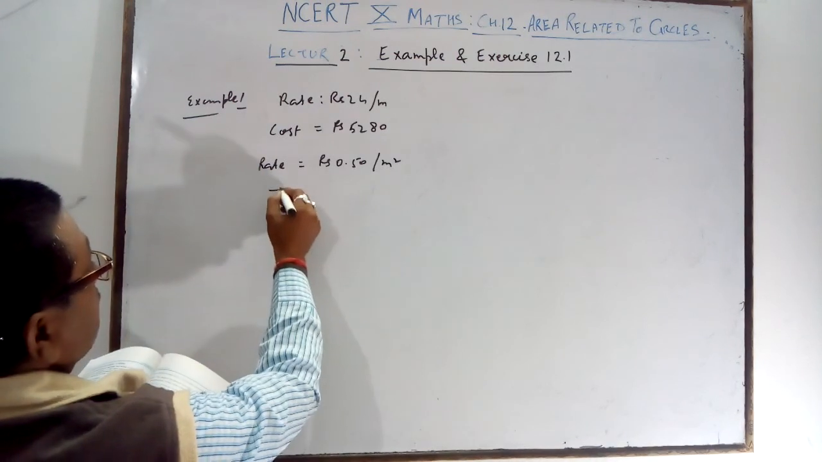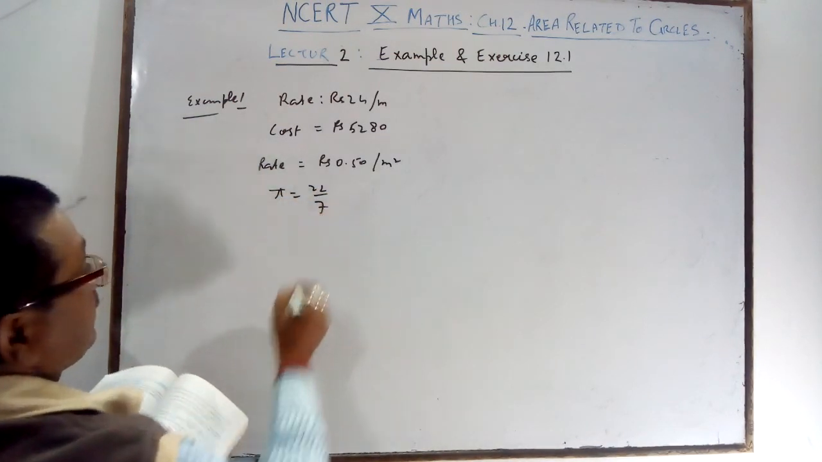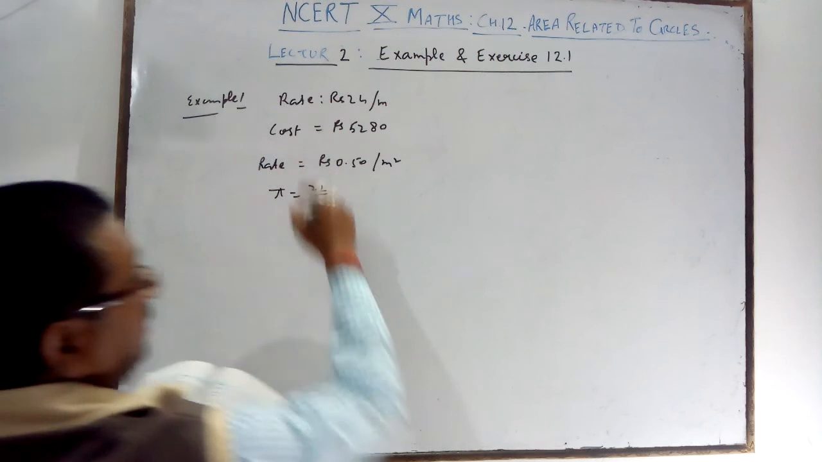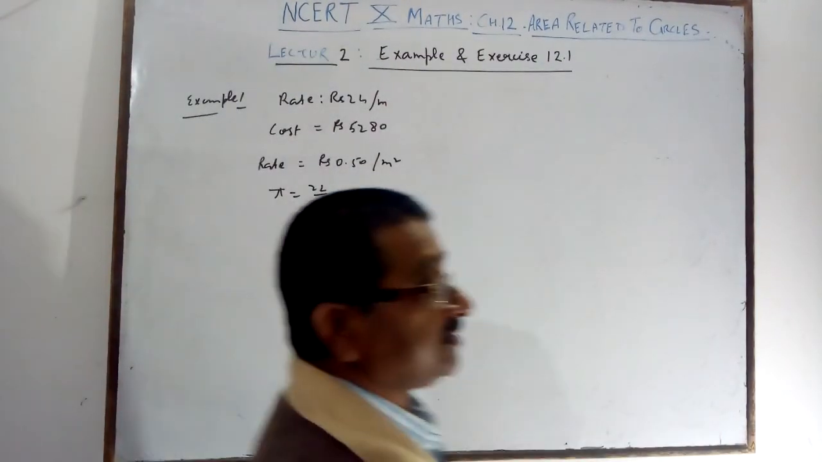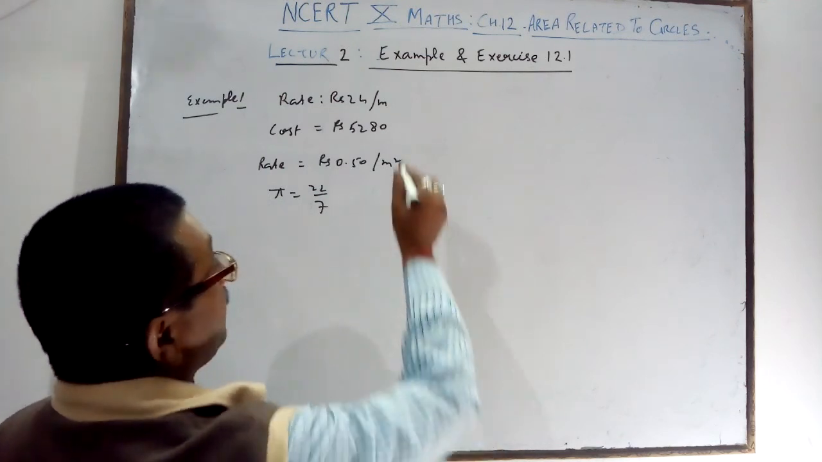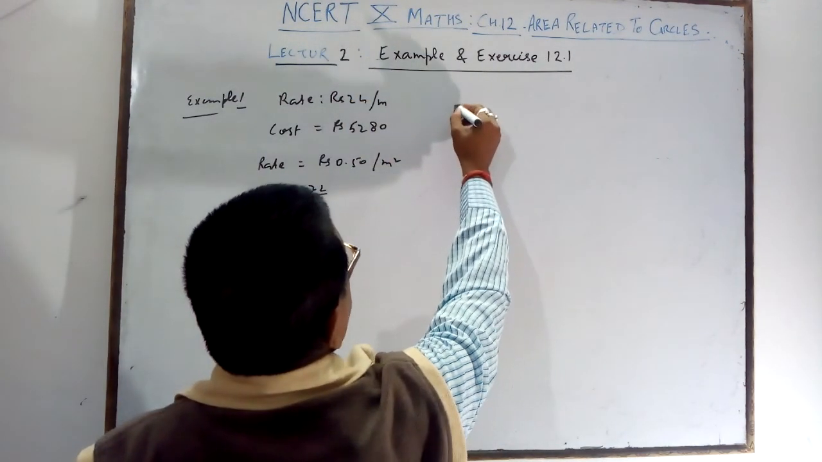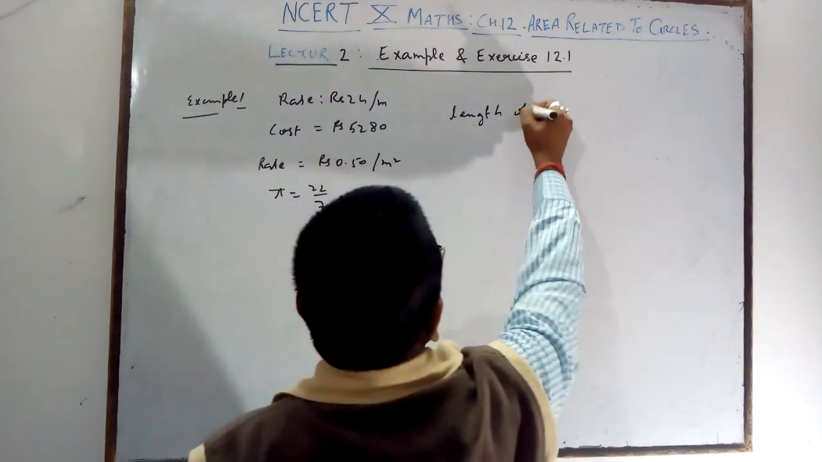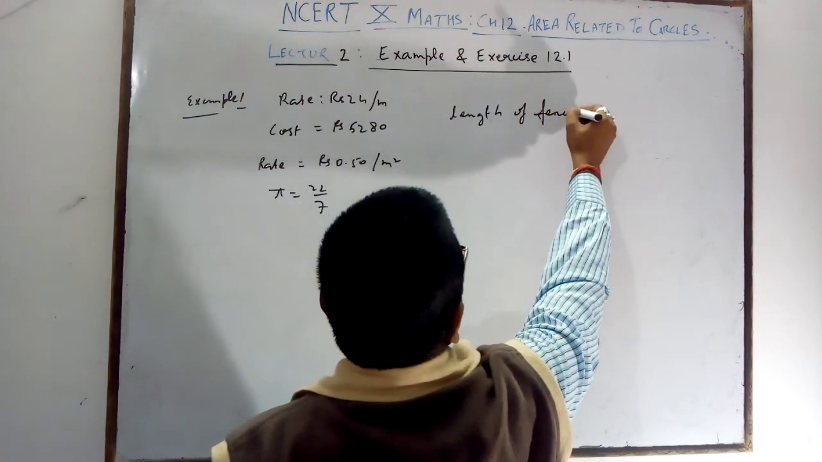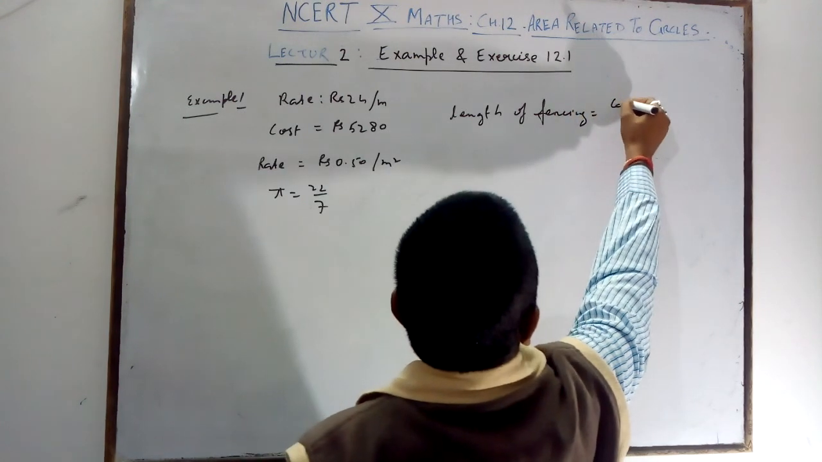Take pi equal to 22 by 7. First of all, you want to find the radius, because without the radius you can't get the area. So, what is the length? Length of fencing is equal to cost upon rate.